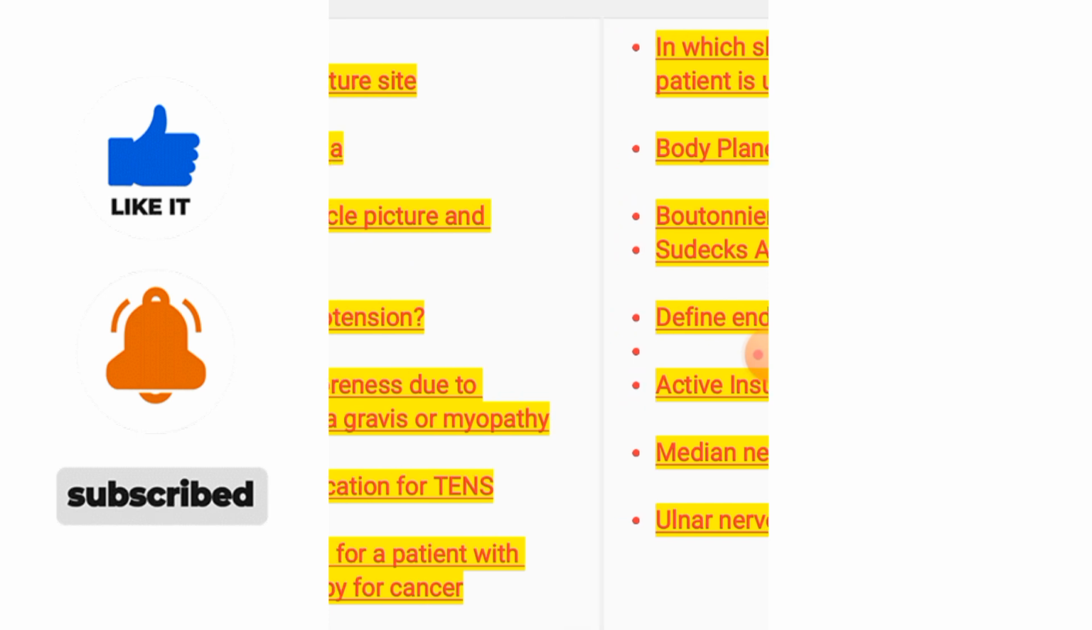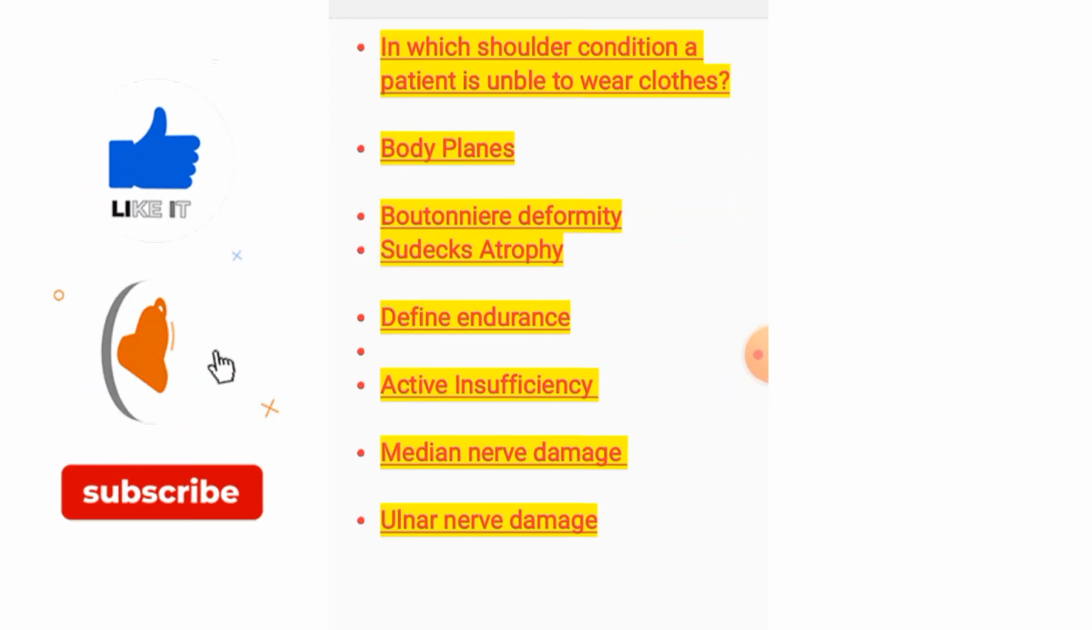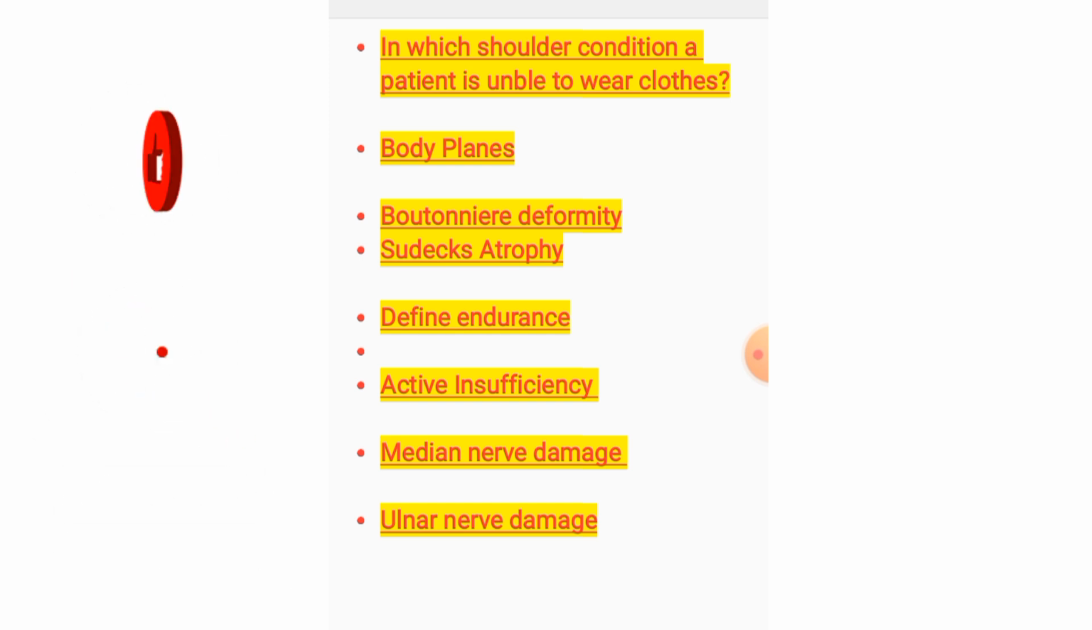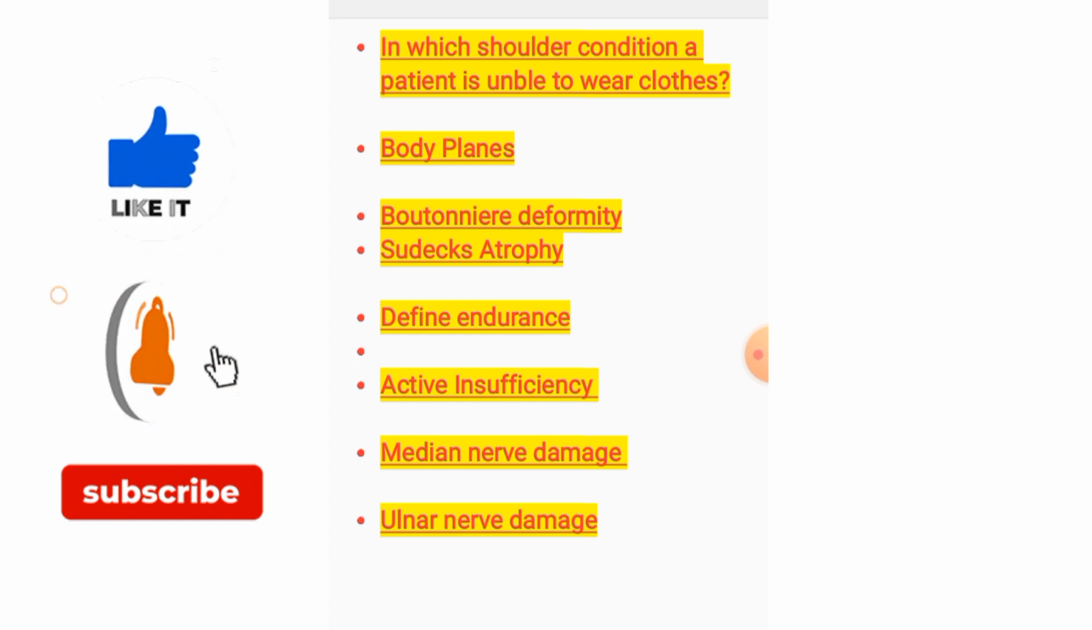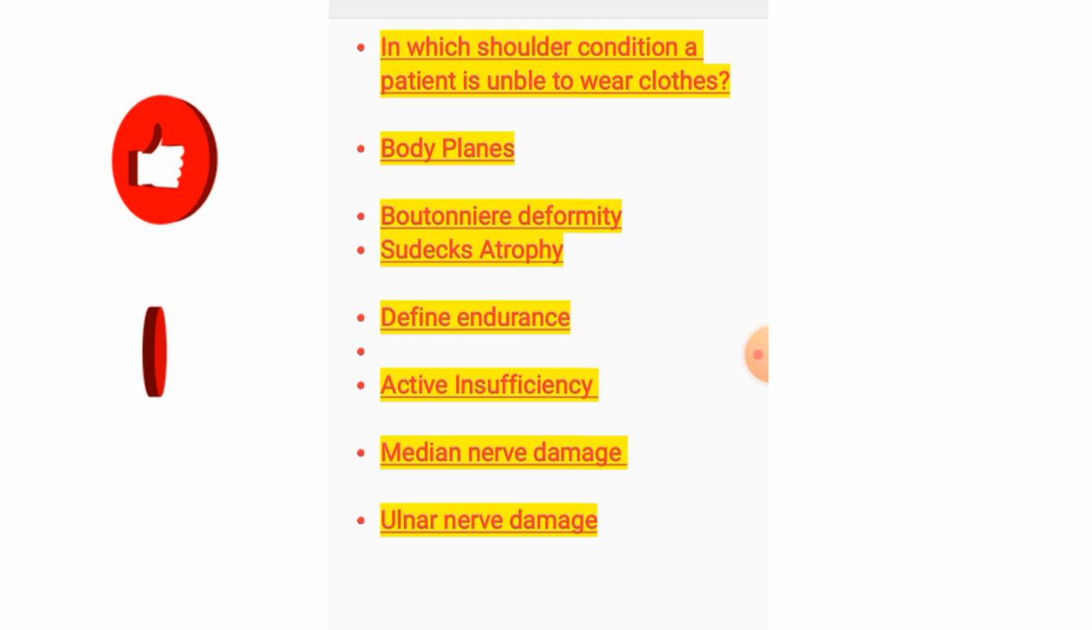So let's move towards the next slide. In which shoulder condition is a patient unable to wear clothes? Body planes, Boutonniere deformity, Sudeck's atrophy, defined endurance, active insufficiency, median nerve damage, ulnar nerve damage.